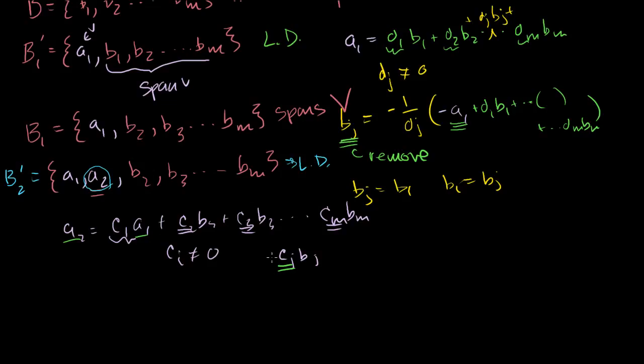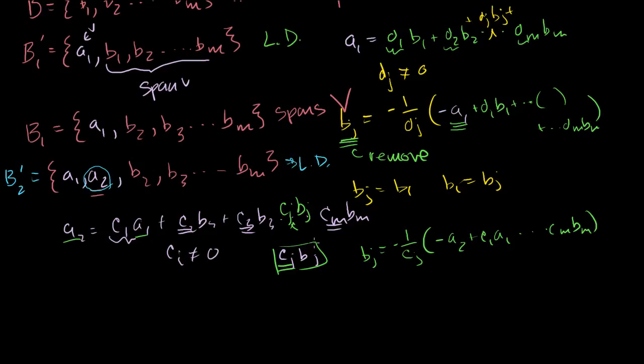So we're going to do the same exercise. Here is cj, bj. Obviously, this coefficient is non-zero, so we can solve for our bj. Once again, we can say that bj is equal to minus 1 over cj times minus a2 plus c1 a1 all the way to cm bm. So we have some bj that can be represented as a linear combination of the rest, including our new a2. And so, just like we did before, let's remove him.